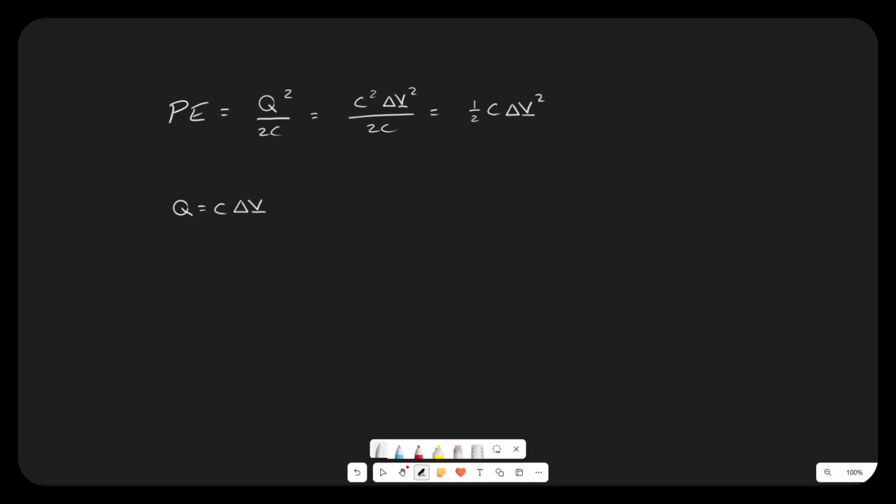Or we can write this as a half Q delta V. They're all equally valid. They're all ways of relating the charge and the capacitance to the energy stored. That's the whole deal. That's capacitors for now.